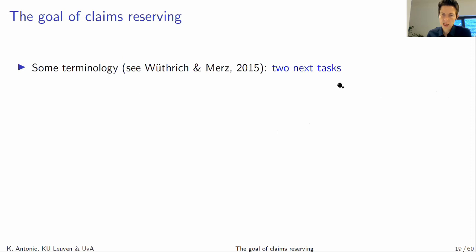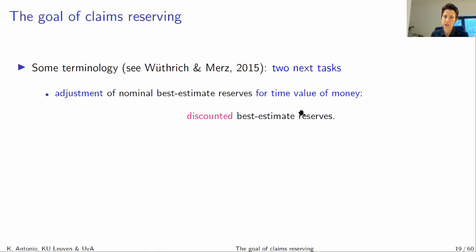So two next tasks. Once you have this prediction for the expected outstanding amount, two next tasks that one can do is to make an adjustment for the time value of money, like Kevin introduced, and then we come to our discounted best estimate reserves. So the kind of discounting factor or curve that you can use, the fact whether you're allowed to do the discounting or not, as I mentioned, that depends on the accounting and regulatory framework that you're using.